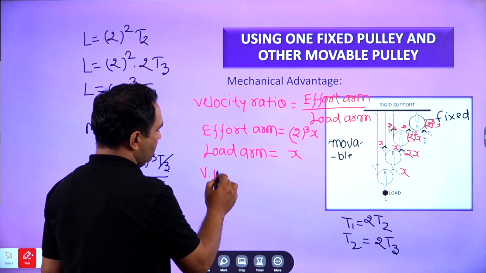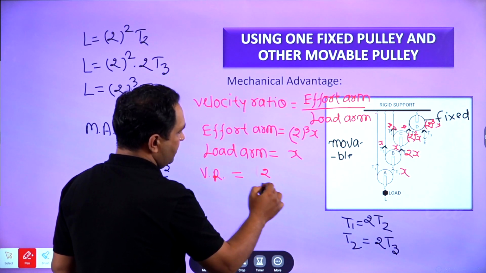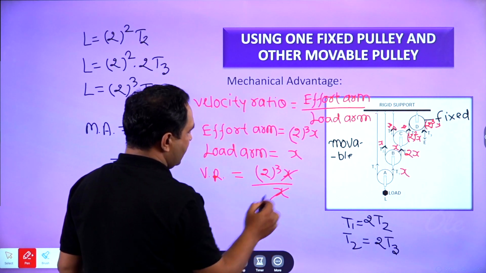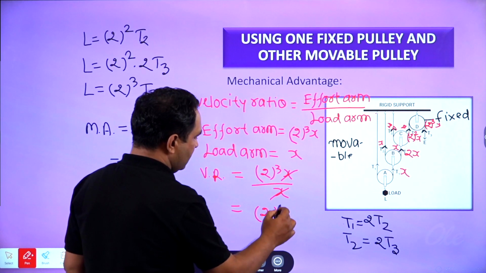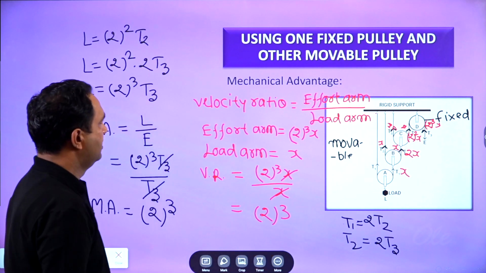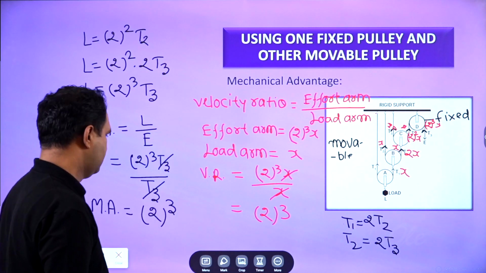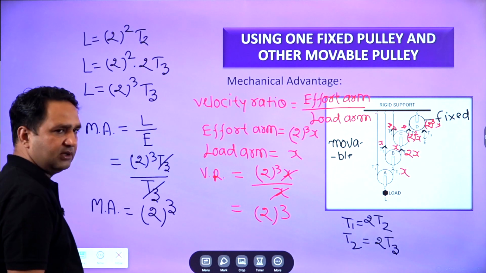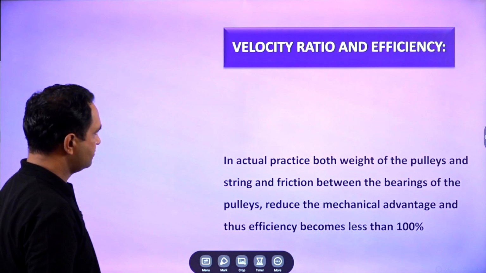So velocity ratio is equal to effort arm upon load arm, 2 to the power 3 x upon x. So x will cancel out, hence what we will get is 2 to the power 3, right? This is the velocity ratio, 2 to the power 3. Mechanical advantage is 2 to the power 3. Velocity ratio is 2 to the power 3.